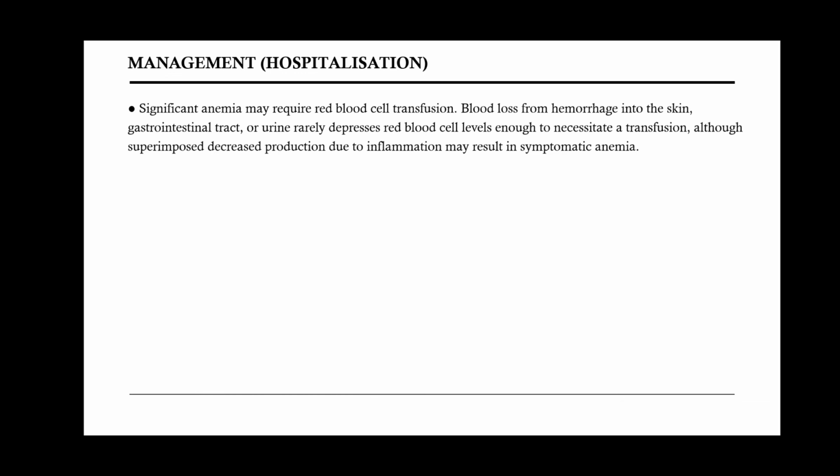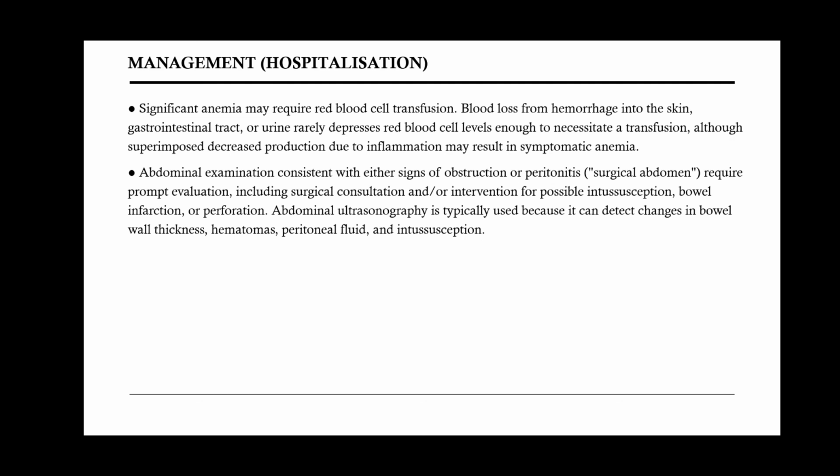Significant anemia may require red blood cell transfusion. Blood loss from hemorrhage into the skin, gastrointestinal tract, or urine rarely depresses red blood cell levels enough to necessitate a transfusion, although superimposed decreased production due to inflammation may result in symptomatic anemia.